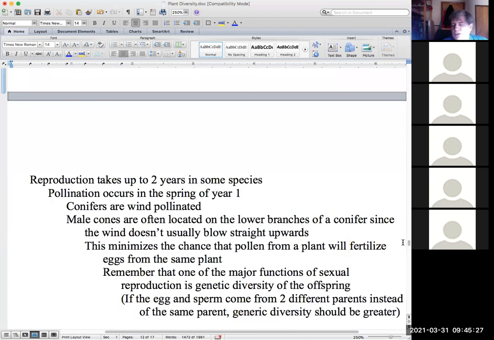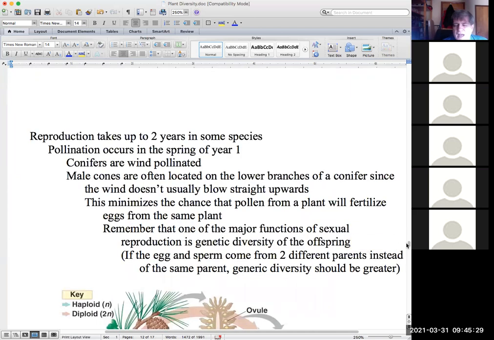Now, when we look at conifers, notice they have an unusual type of reproduction. In some species, reproduction actually takes 2 years. So pollination occurs in year 1. And pollination just refers to the pollen landing on a female cone. Now, conifers are wind pollinated. And plants that are wind pollinated typically have to produce more pollen than plants that are pollinated by insects or some other methods we'll talk about later.